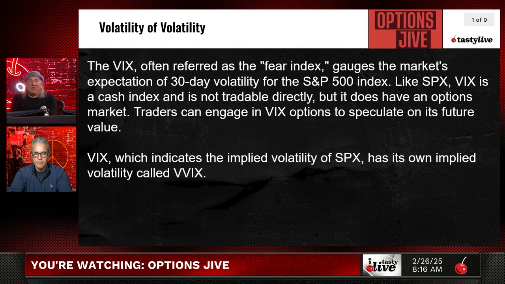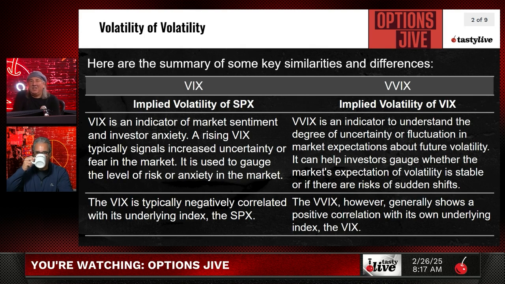So the VIX, often referred to as the fear index, gauges the market's expectation of 30-day volatility for the S&P 500. Like the SPX, the VIX is a cash index and is not tradable directly. But it does have an options market. I mean, the underlying's not tradable unless you use the futures, but there are ETFs that trade volatility and options that trade volatility. Traders can engage in VIX options to speculate on the future value. The VIX, which indicates the implied volatility of the SPX, has its own implied volatility called VVIX. That's the volatility of volatility.